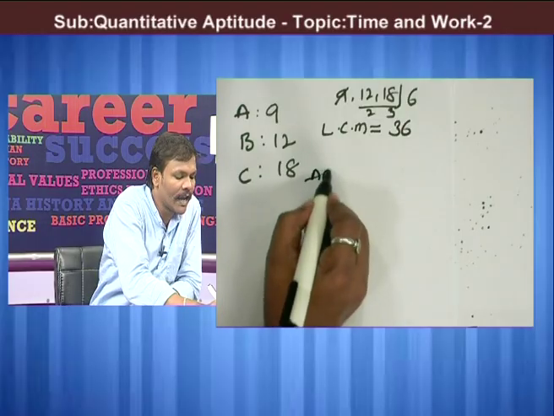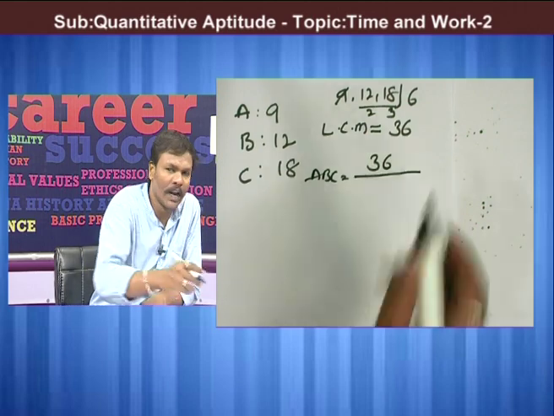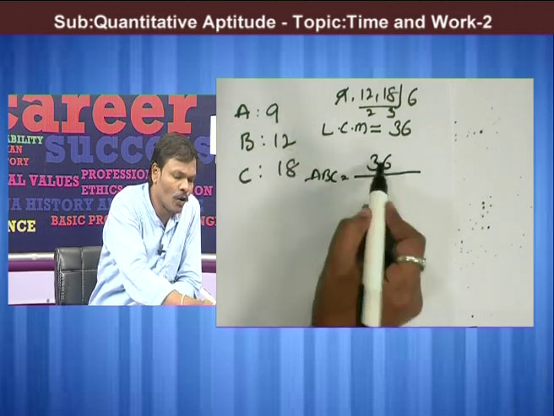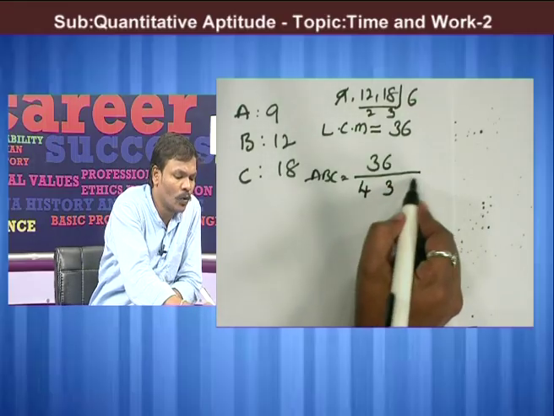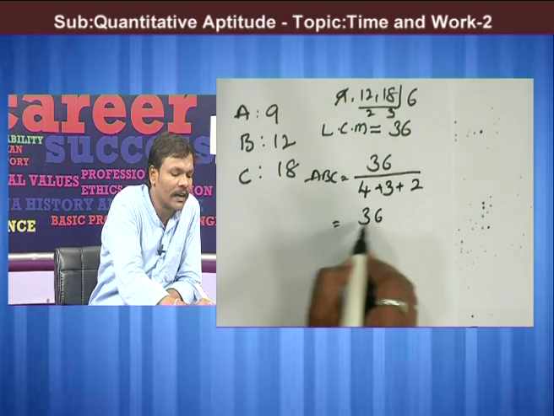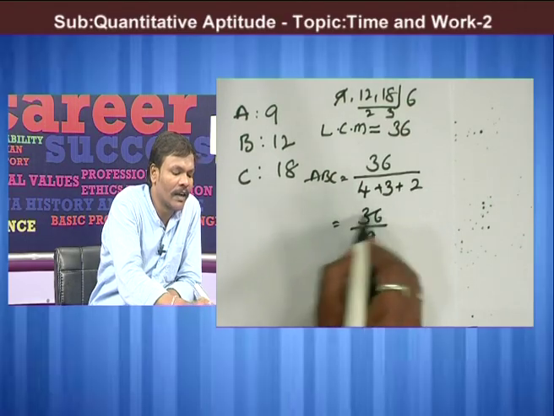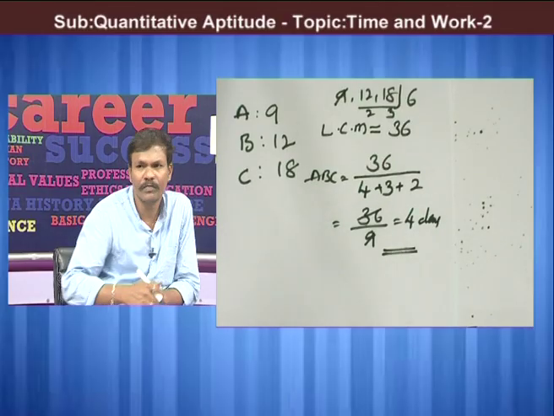Now, A, B, C working together: in the numerator 36, the denominator is 9 4 times, 12 3 times, 18 2 times. 4 plus 3 plus 2, that is simply 36 by 9, 9 4s 36. How many days was it? 4 days, simple. Is it clear?